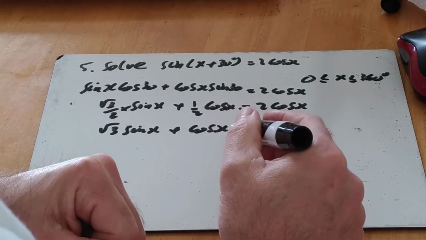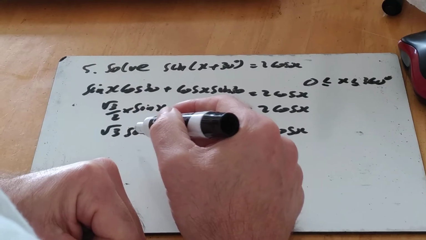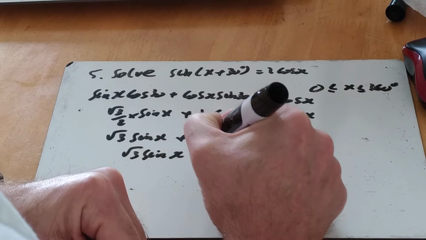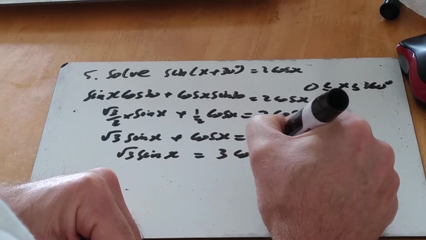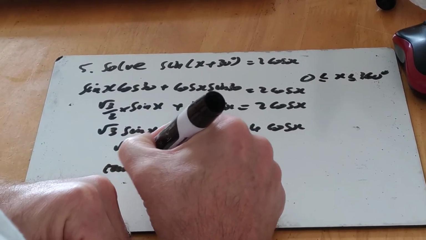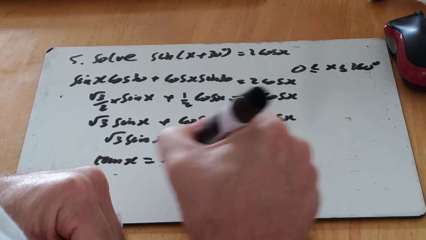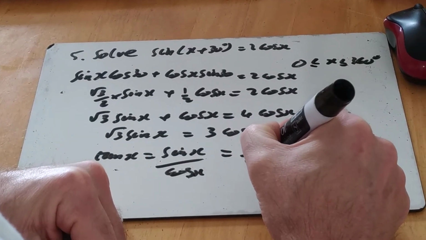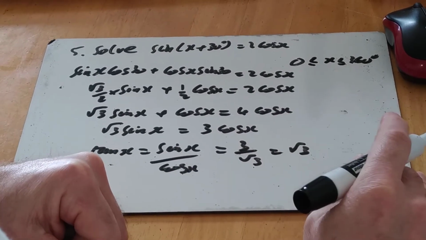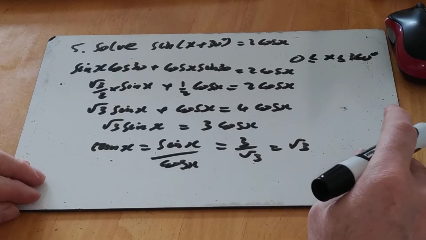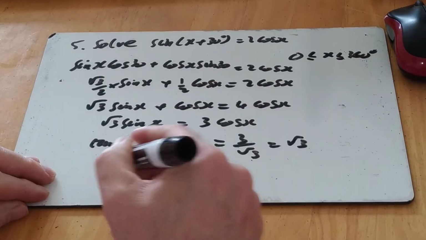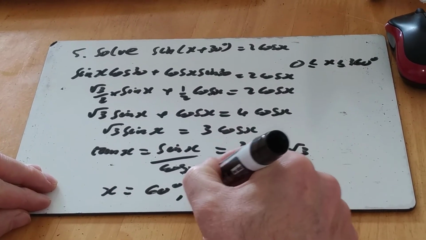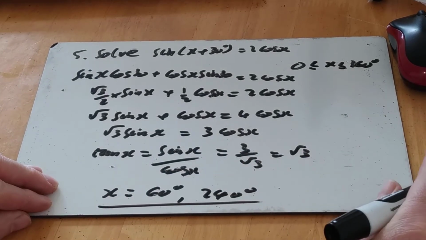And then, because I've got sine and cos in, I want everything with cos on one side, everything with sine on the other, and probably form a fraction in tan. So I get root 3 sine x equals 3 cos x, and cross divide: tan x, which is sine over cos, equals 3 over root 3, which is root 3. And that's nice because I was panicking, I haven't got my calculator, but I know that tan 60 is root 3, and tan repeats every 180, so 60 and 240 are my two solutions in 0 to 360.